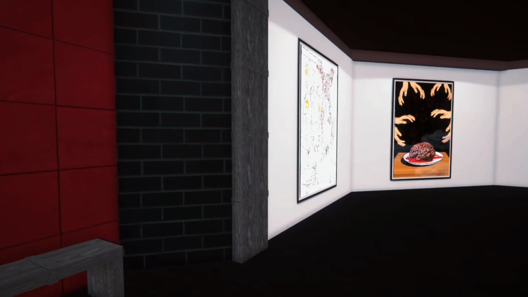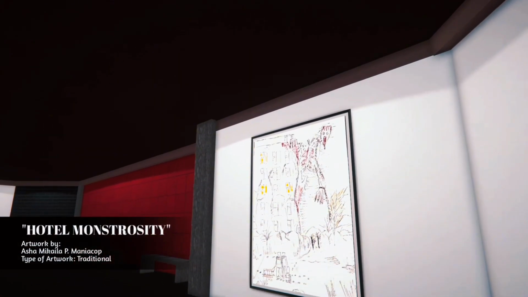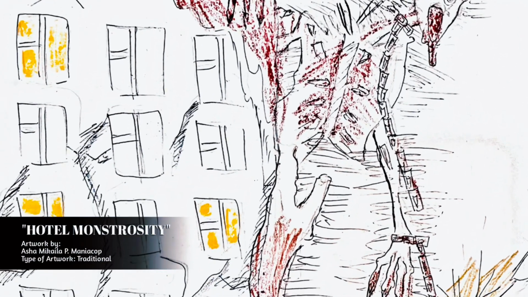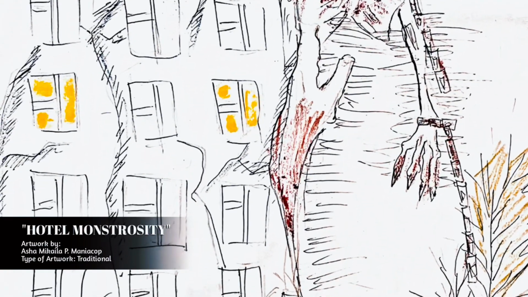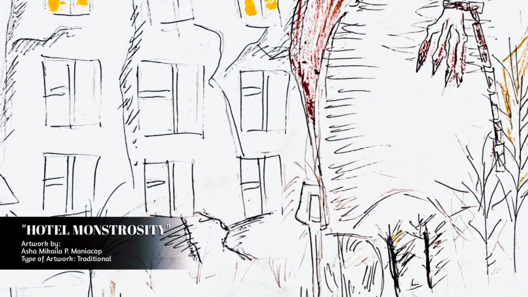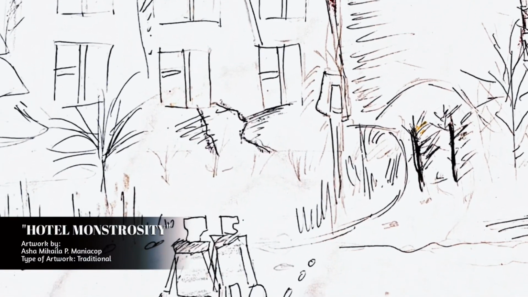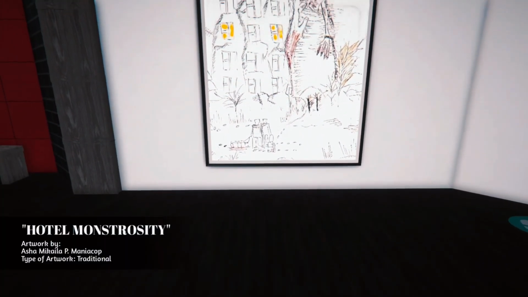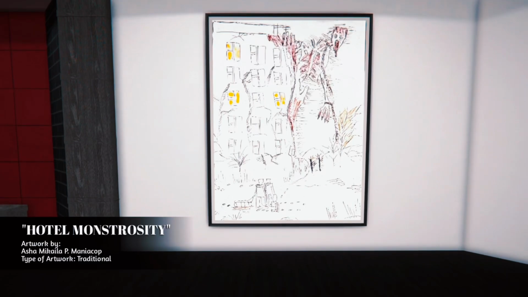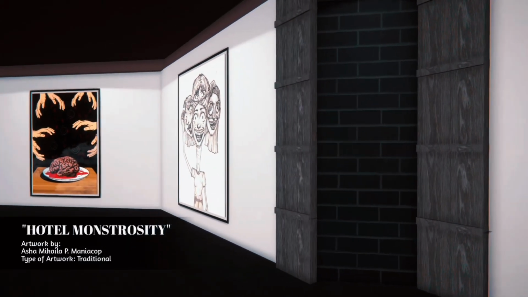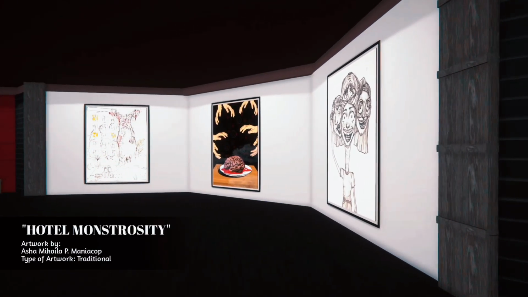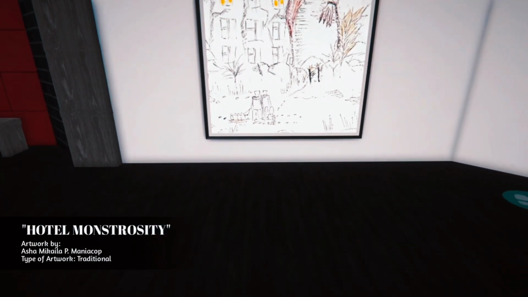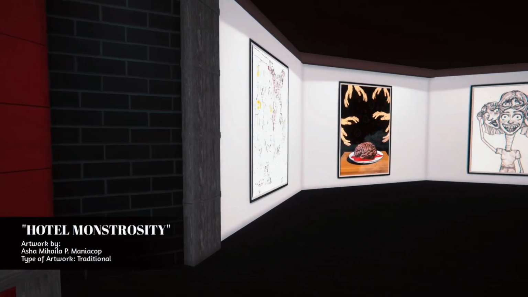A traditionally made artwork called Hotel Monstrosity by Miss Asha Michaela P. Maniakop. In this artwork, a towering otherworldly creature looms beside a bustling hotel, eliciting a mix of fascination and fear from the onlookers. Hotel Monstrosity captures the tension between the familiar setting of a hotel and the extraordinary presence of the monstrous being. The scene invites viewers to contemplate themes of awe, vulnerability, and the unexpected in the midst of everyday life.